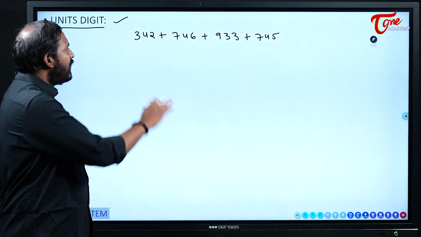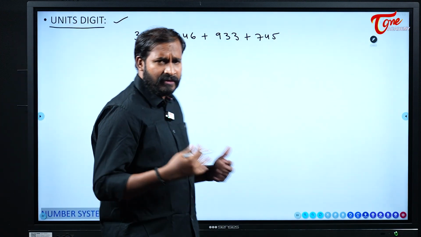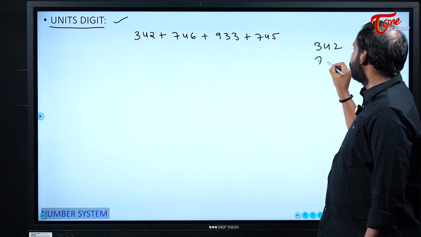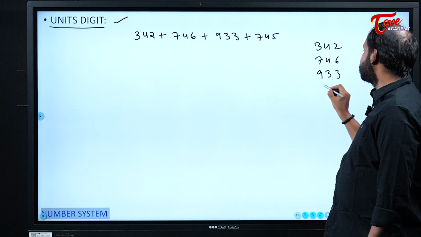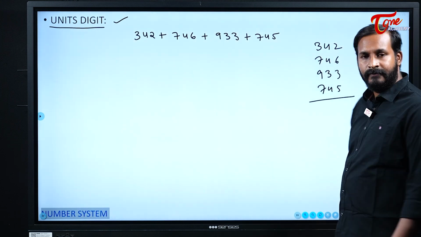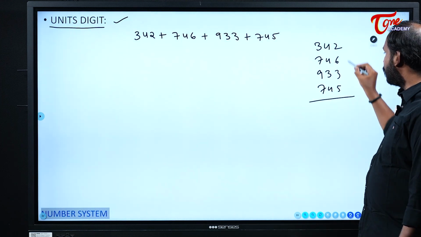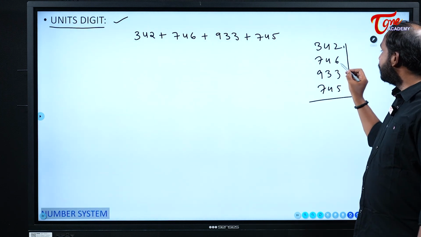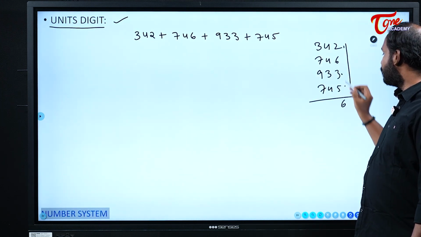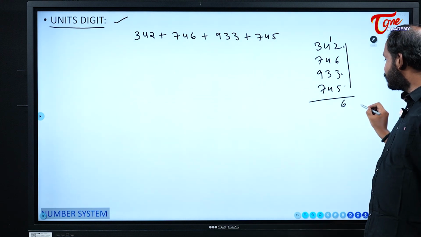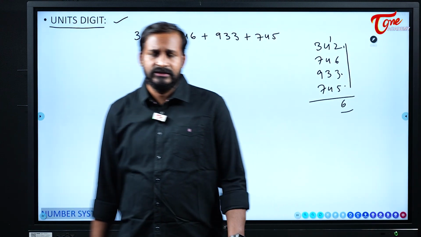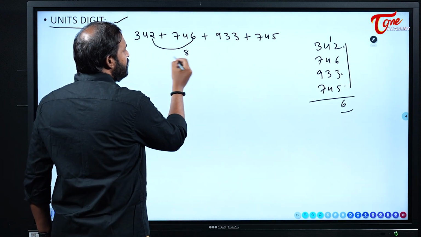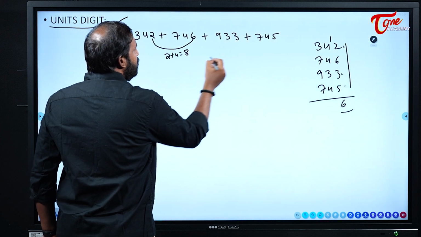So, generally when you add these terms, what is the general mathematical procedure? What is the general way? 342 plus 746 plus 933 plus 745. Usually, to get the units digit, we add all these units place numbers. 2 plus 6 plus 3 plus 5. What will you get? 8, 11, and 16, and 1 will go as carry, right. So, the units digit is what? 6. The general process is this. Or else the other way we can do here is, see, 2 plus 6, what is it? 8. Anyway, it is the same procedure. Next, 8 plus 3.